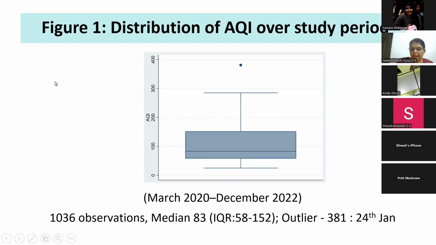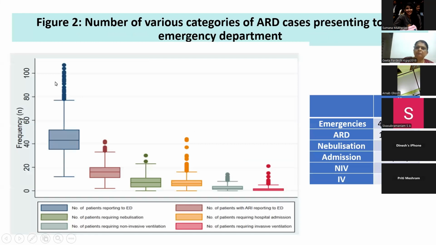Similarly, we also look at the distribution of the ARI cases. So again, for the different headings under which the reporting was done, we have the median value. So what this data is telling us is that the median number of cases presenting to these three departments was 43 cases in the study period. 16 cases with acute respiratory illness per day, 7 requiring nebulization, a median of 6 requiring admission, 2 requiring non-invasive ventilation, and I think it's 1 requiring invasive ventilation.